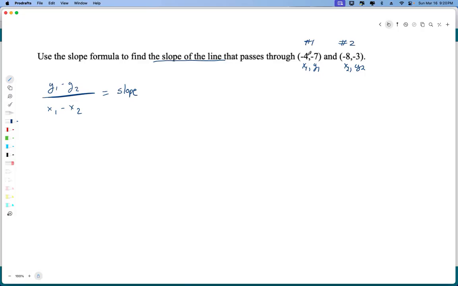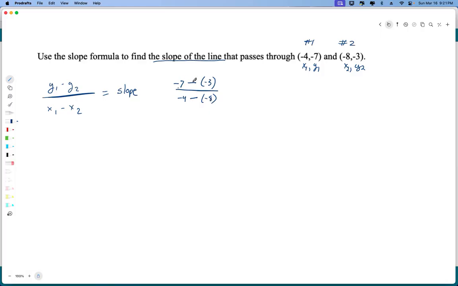So now we're going to take x1, and we're going to say that goes in the bottom. X1 is -4, and we subtract. And then we're going to take y1, that goes in the top, that's -7, and we subtract. Now we're going to take x2, which is a -8, put it in the bottom, and y2, which is a -3, and put it in the top, right? So x goes on the bottom and y goes on the top.